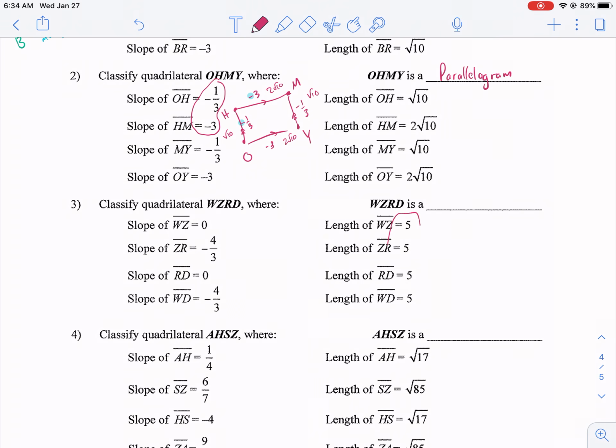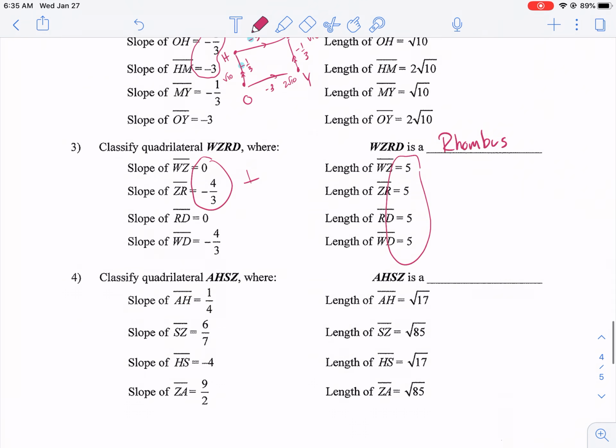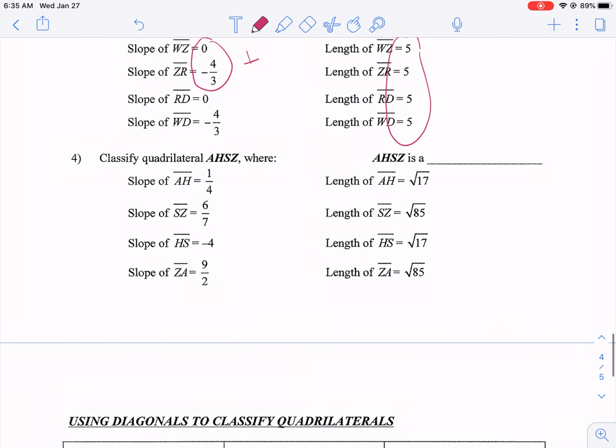Okay, this one has all congruent sides, so we know it's either a square or a rhombus. But notice how these are not perpendicular slopes, so there's no perpendicular angles. This is just real quick kind of noticing this. So it's definitely a rhombus because all the sides are congruent, but we don't have perpendicular angles, therefore all angles are not equal. So it is just a rhombus and not a square.